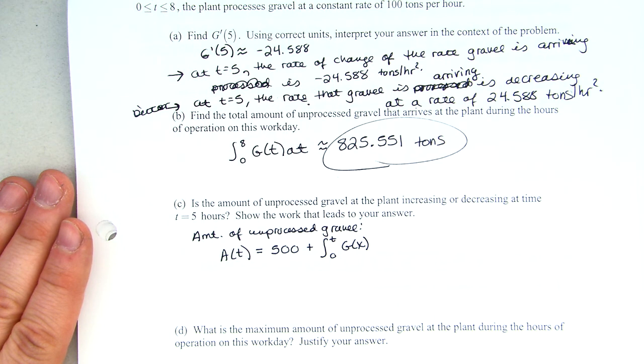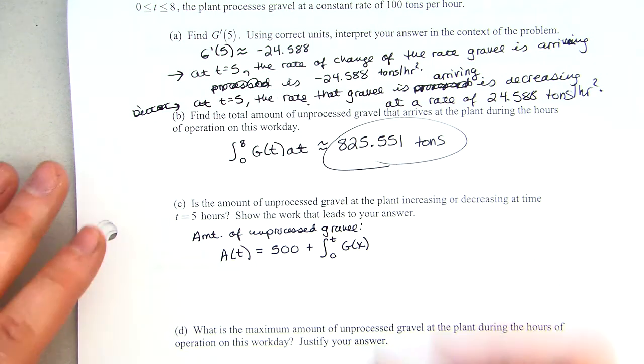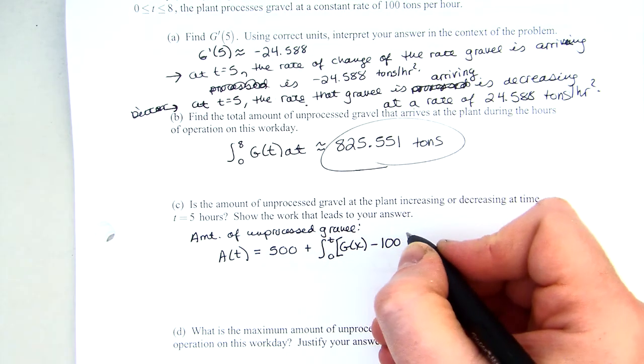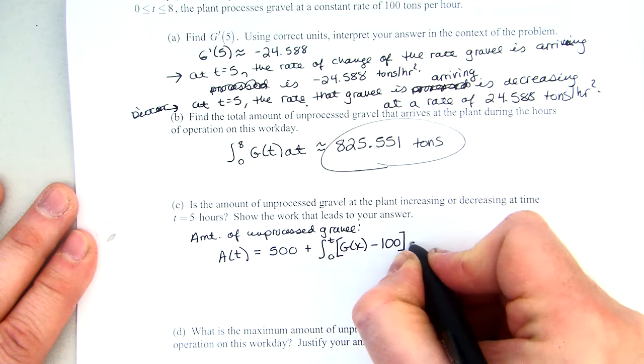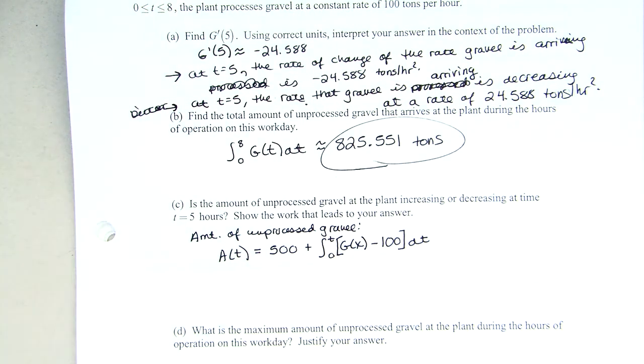This is actually like the amusement park problem, where there was a rate that people were entering and a rate that people were leaving. There's a rate that gravel is arriving and a rate that is getting processed, so you no longer have that unprocessed gravel. Even though that's a constant, the 100 tons per hour, that's the rate that gravel is getting processed, so I'm going to subtract it. This is what your function that would predict the amount of unprocessed gravel at the plant at any time would look like. Yes?